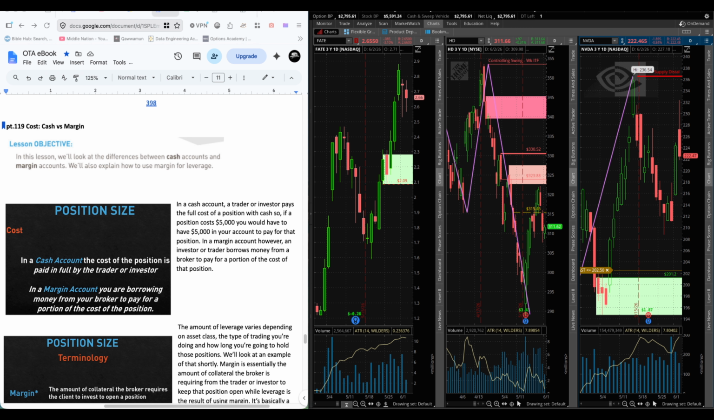Welcome to part 119, Cost, Cash versus Margin Accounts. In this lesson, we'll look at the differences between cash accounts and margin accounts. We'll also explain how to use margin for leverage.